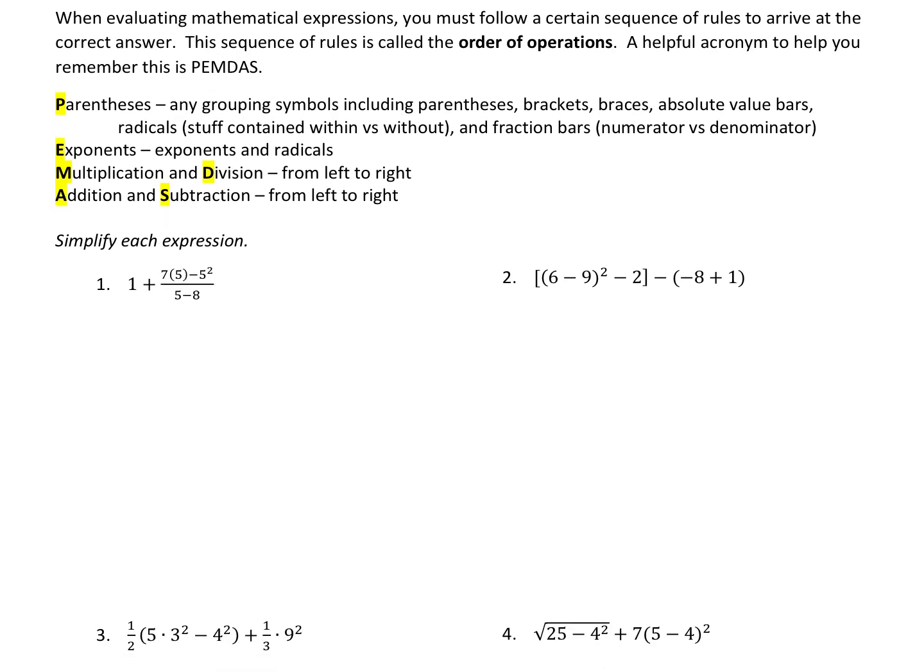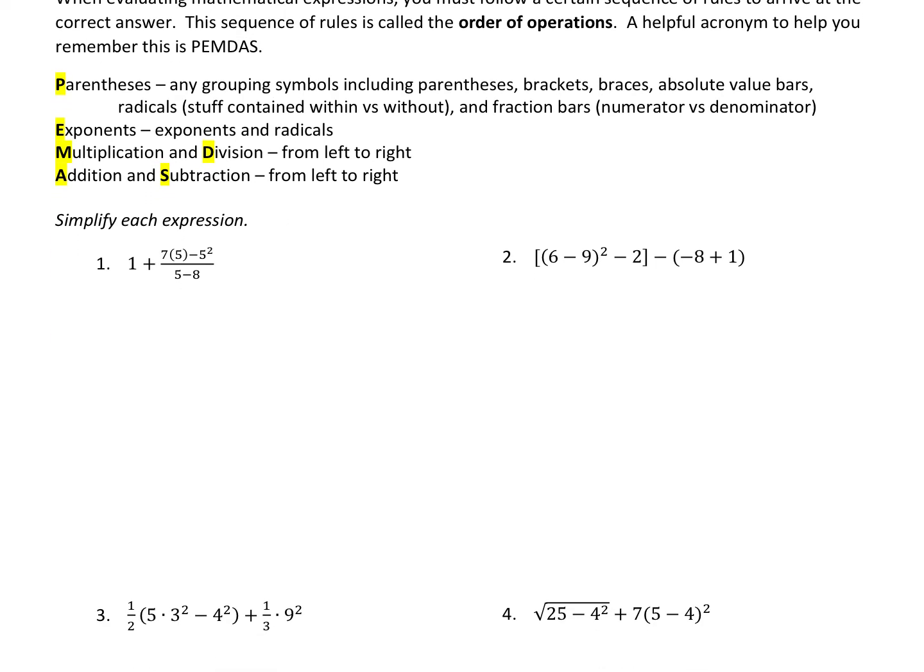We have the first one. 1 plus 7 times 5 minus 5 squared over 5 minus 8. So the first thing we should look for is any grouping symbols, the parentheses. So we have one little parentheses, but that's just around a 5. Really what we're looking for here is the grouping, which is this fraction bar. So we would need to do the top and the bottom separately. So we're going to simplify the top of the fraction, which is the numerator, and we're going to simplify the bottom of the fraction, which is the denominator.